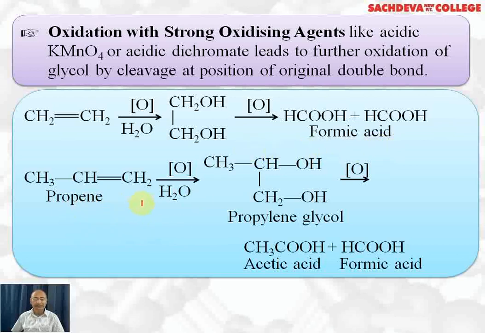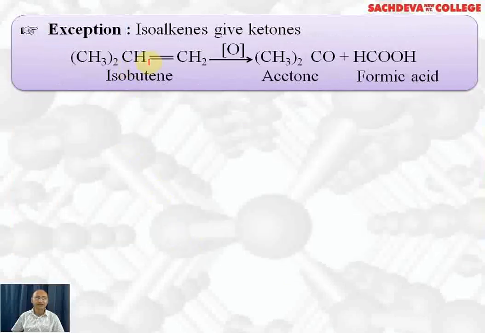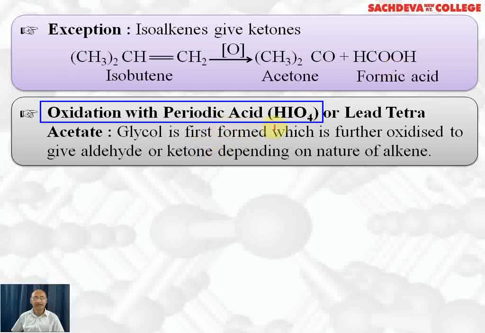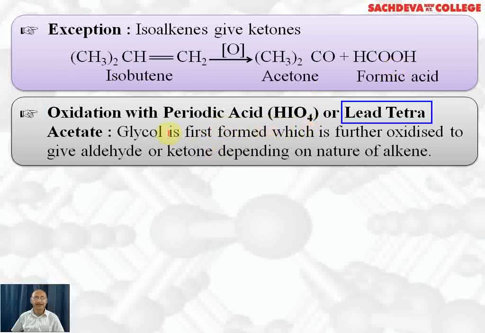In case of propene, first on oxidation with acidified KMnO4 gives glycol, which is propylene glycol. Now further oxidation will take place, bond will break up here. Then these two carbon will change to acetic acid, this single carbon will change to formic acid, so we'll get mixture of acetic acid and formic acid. Exception is if you have isoalkenes, they give ketones. For example, isobutene, this bond will break and this part will change to acetone and this CH2 will change to formic acid.